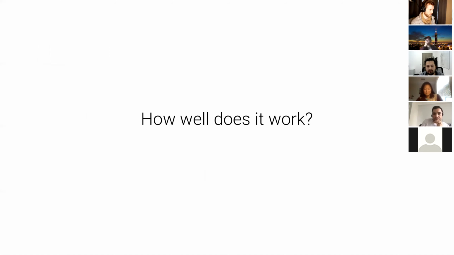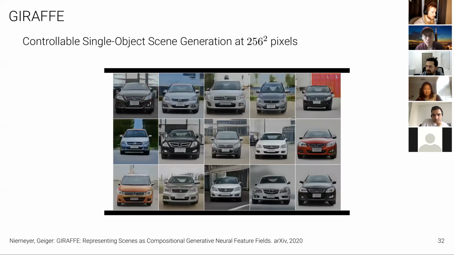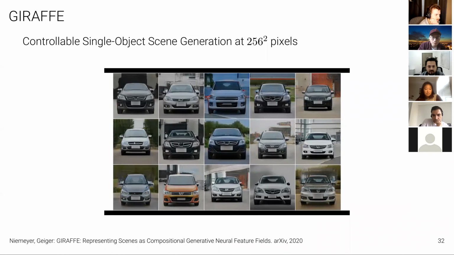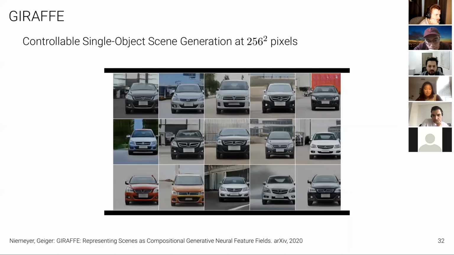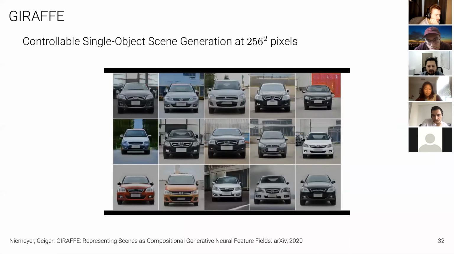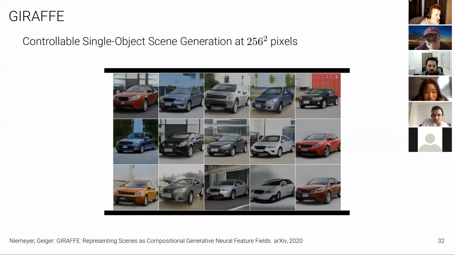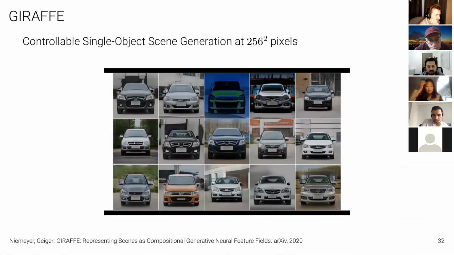Okay, and also let's have a look at how well it works. We will first have a look at single object scenes. And here we will see now that we can manipulate, I hope that you can see it more or less through Zoom, the object, but also the background. So here, for example, we show a horizontal translation of the object. Here we show a translation along the depth. We can also rotate the object, and we can also change the appearance of the background here.